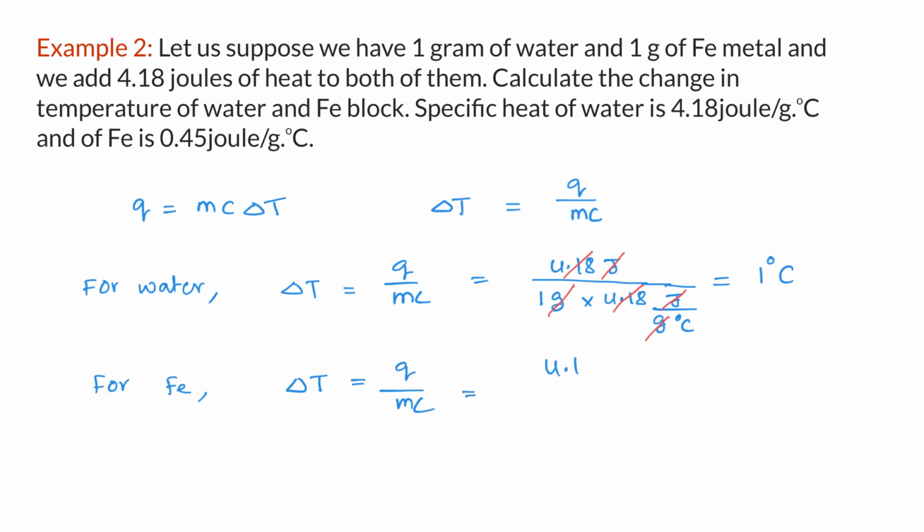Let us do the same thing for iron block. We added a heat of 4.18 joules and we have 1 gram mass of iron block, and the specific heat is 0.45 joules per gram per degree Celsius. Joules get cancelled, gram and gram get cancelled. If we do the math, we get 9.16 degrees Celsius. Now if we look at both these numbers, we can say that if we supply the same amount of heat to two different substances having the same mass, the substance with lower specific heat will have a greater increase in temperature.